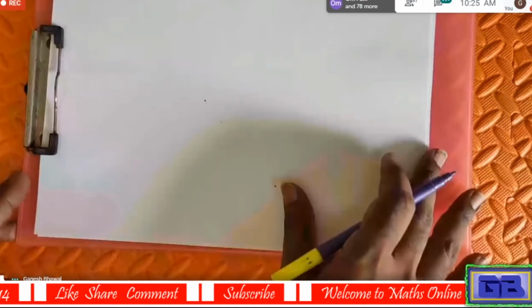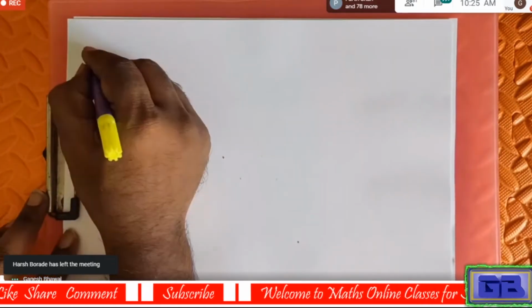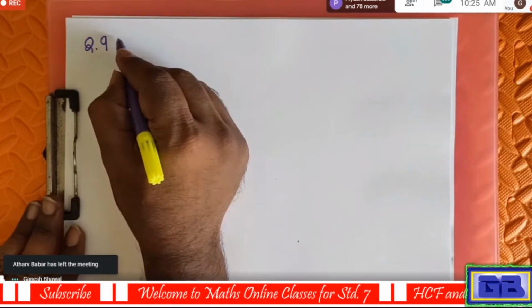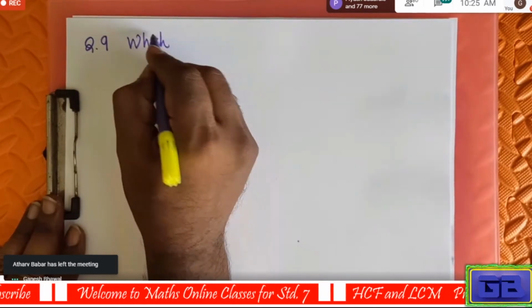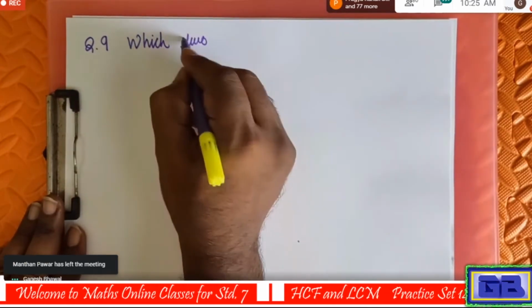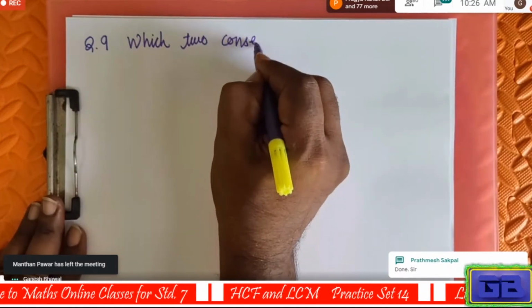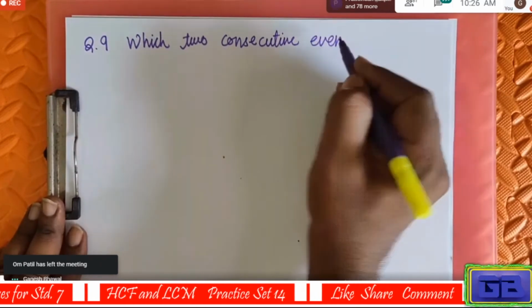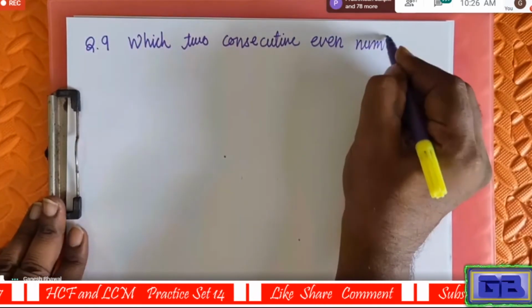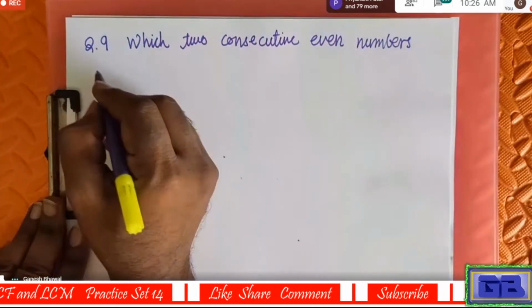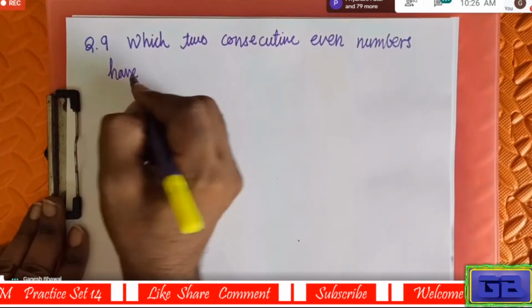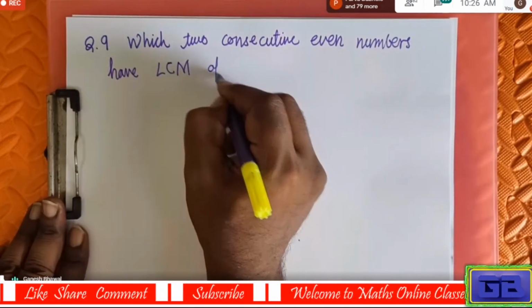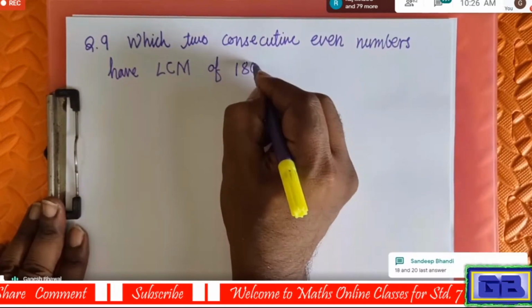Write down the last question. Question number 9. Which two consecutive even numbers have LCM of 180?